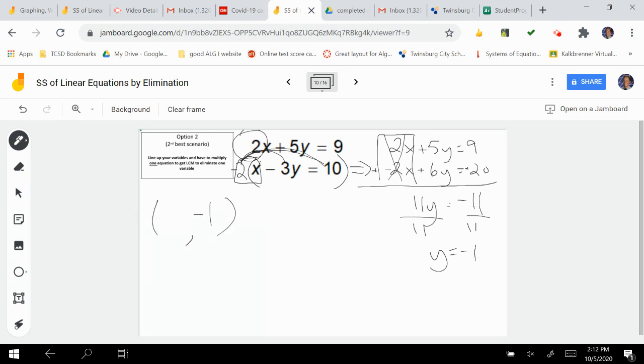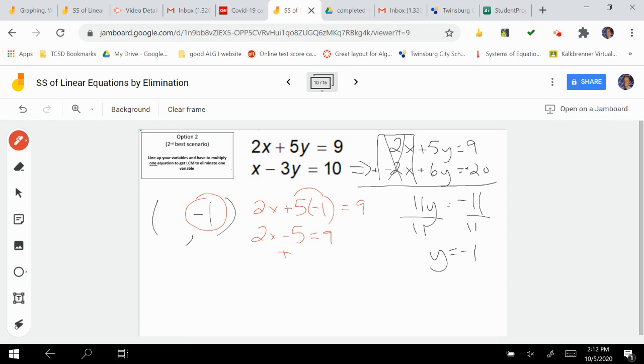I found the y. And now I'm going to look back at my original problems and I'm going to choose which one to solve for. It doesn't matter. I'm just going to choose the top one just because I know it doesn't matter, and I just want to prove to you it doesn't matter. 2x plus 5, I'm going to put parentheses for y, equals 9. I'm going to substitute my value in, which is -1 for my y. I'm going to get 2x, and I'm going to distribute that 5 to 1 and get -5 equals 9.